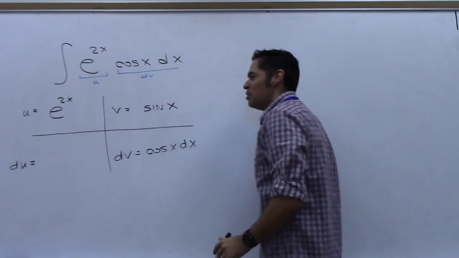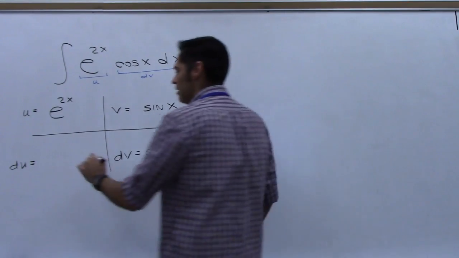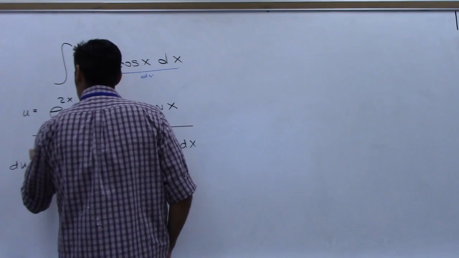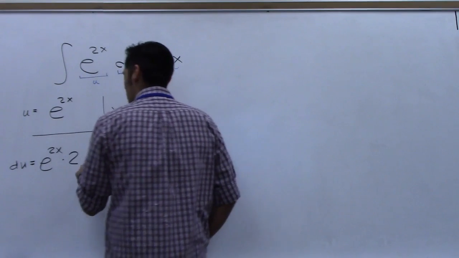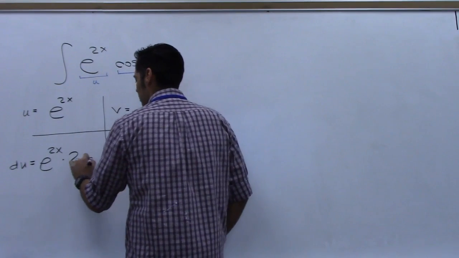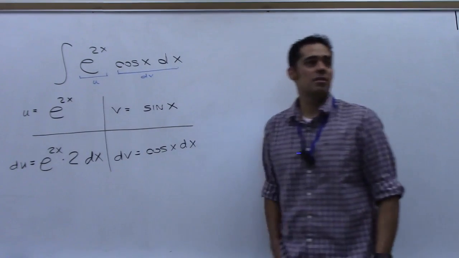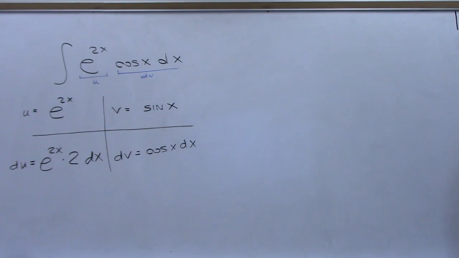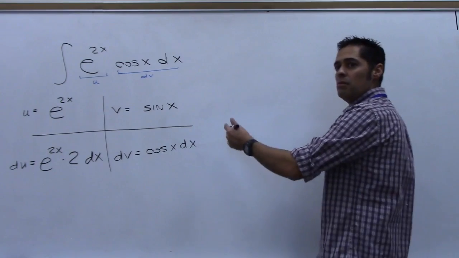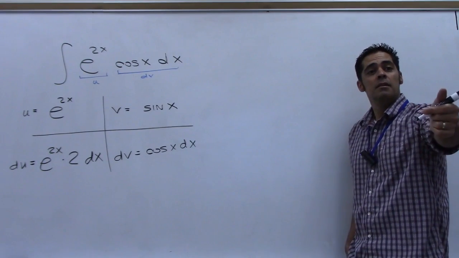What's the derivative of e to the 2x? Okay. And? Times 2? And then what do you always have to put right here? dx. Okay, good. All right, so that's our table. Everyone agree? Yep. All right, so now let's move on.